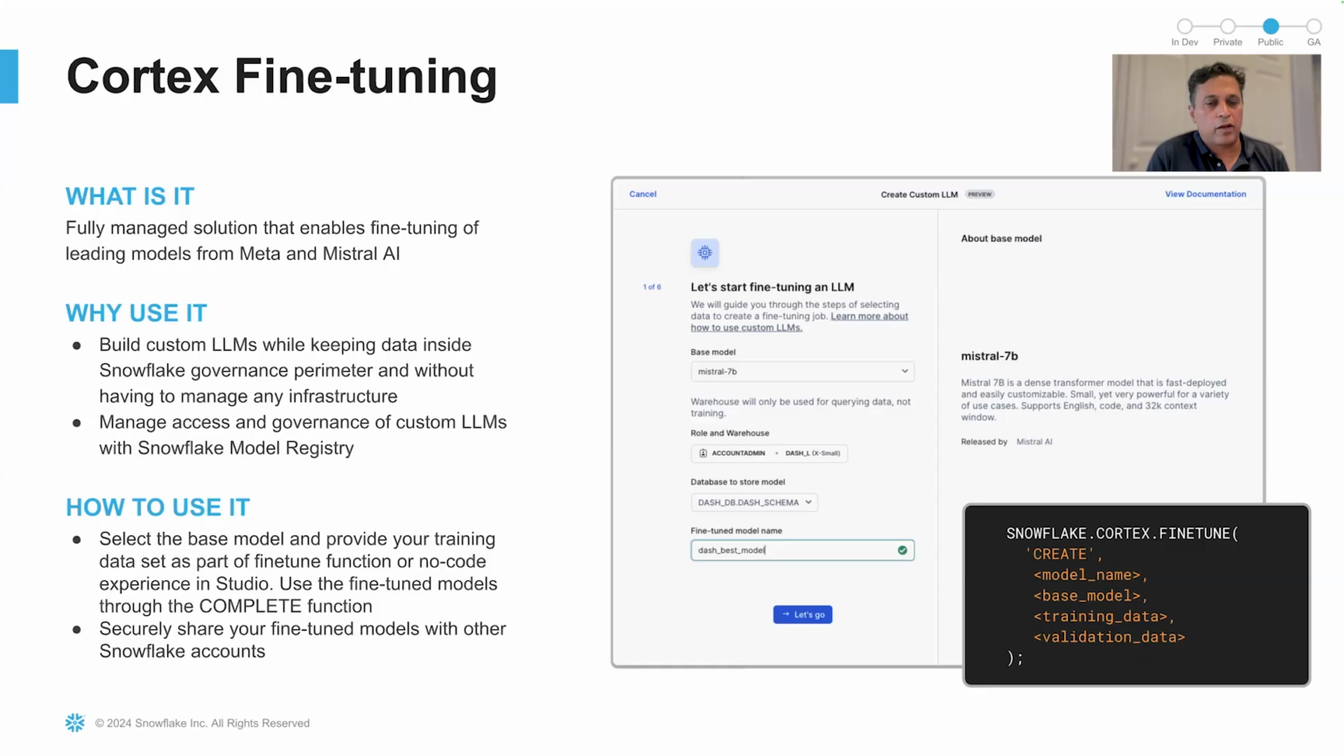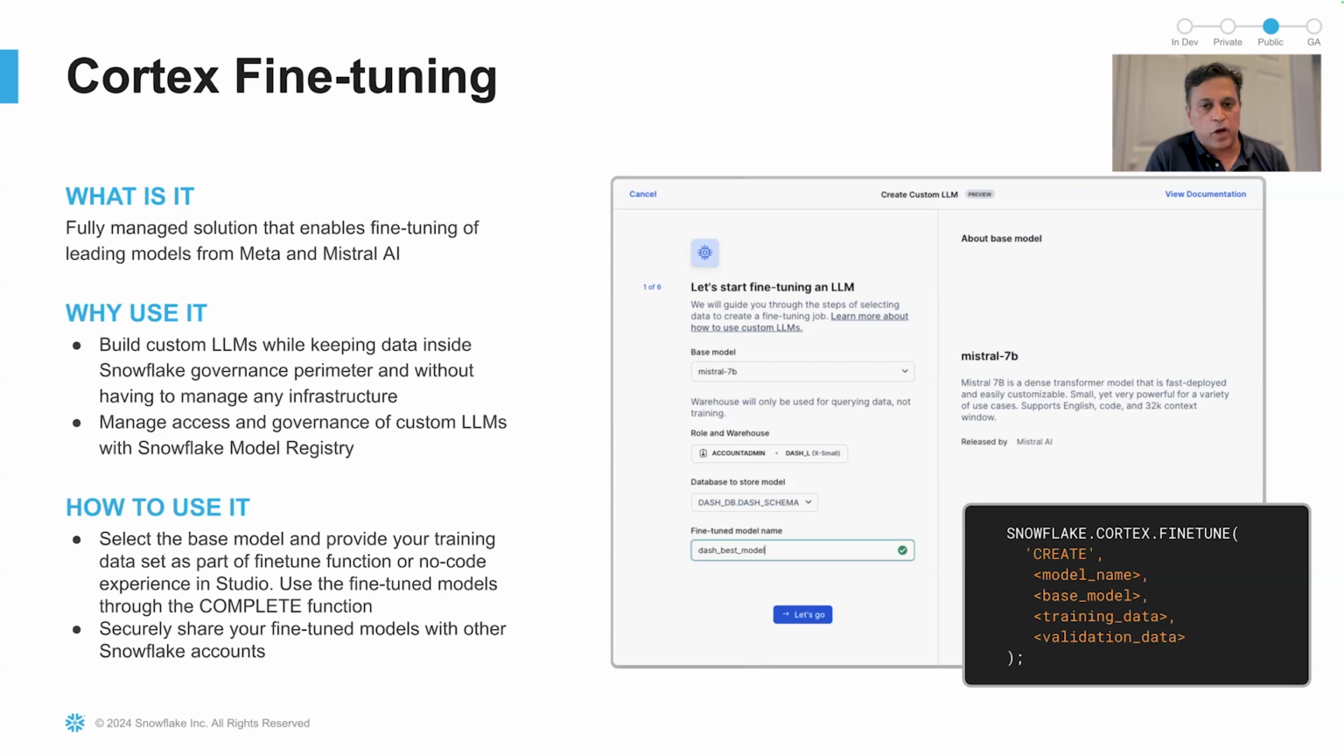Continuing with models, we now enable you to easily custom build LLMs based on Meta and Mistral AI models. Two things to note: when fine-tuning these models with Cortex, you keep your data within the Snowflake perimeter so that you have guarantees that the data doesn't leave. And secondly, you can do that without having to manage any infrastructure. It's as simple as choosing a base model and providing your training data sets as part of the fine-tune function.